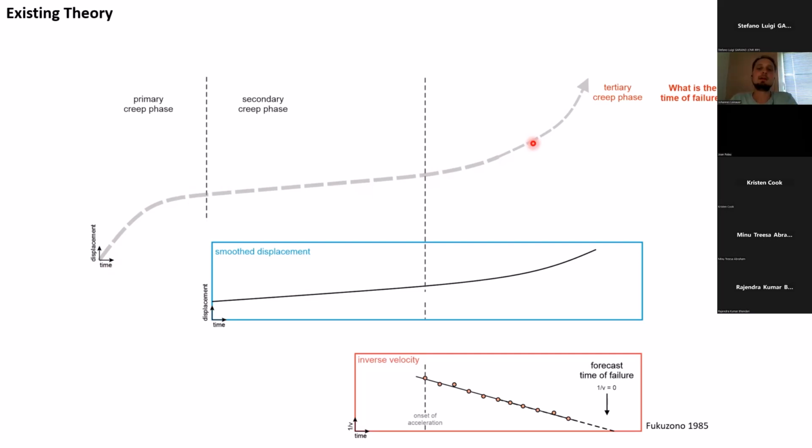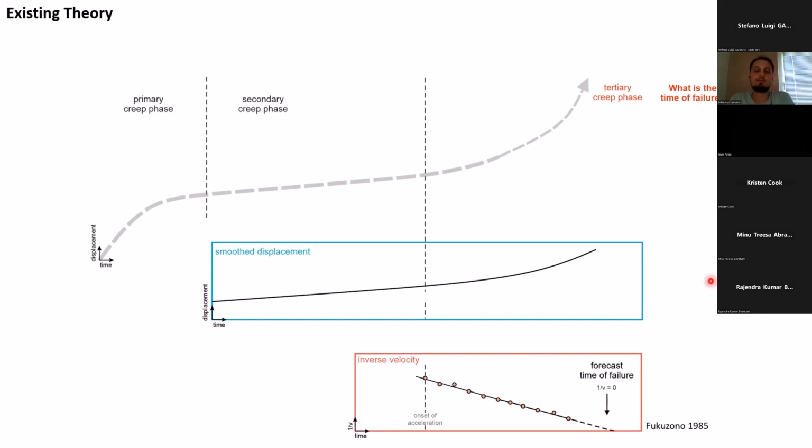And then classically, we smooth the displacement somehow because we cannot take just the raw measurements. Then from the point we call the onset of acceleration, the point where the tertiary creep phase starts, we can calculate inverse velocity and then just extrapolate this trend towards the future. The point where we cross the abscissa is the point where the velocity becomes infinite. And this is the forecast time of the failure.